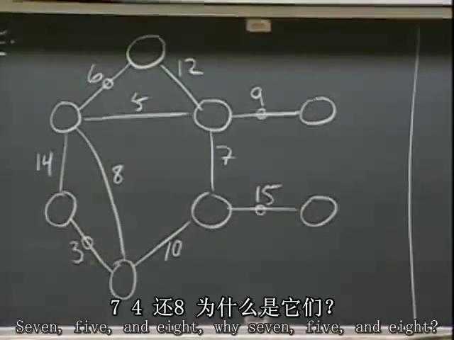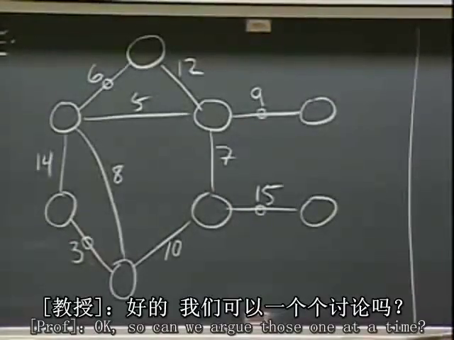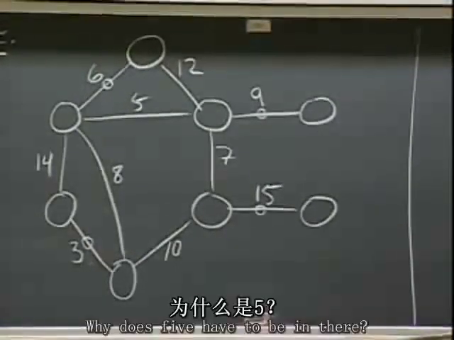7, 5, and 8. Why 7, 5, and 8? Because 7, 10, 8, and 5 are less than 12. Okay, so can we argue those one at a time? Why does 5 have to be in there?